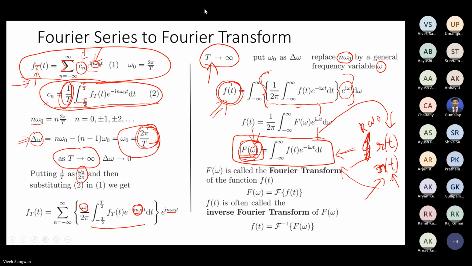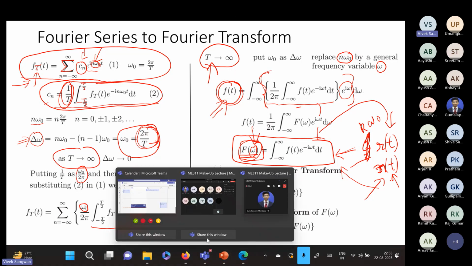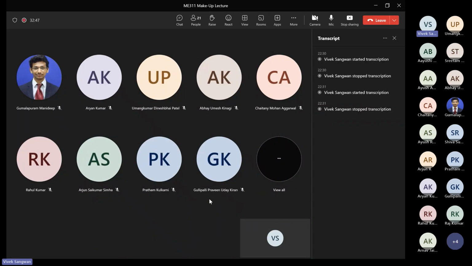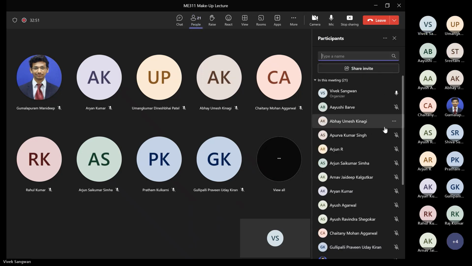When I am in full screen, I am not able to see if any of you is raising your hand. So if you have questions, you can just unmute yourself and ask. Are there any questions so far regarding this derivation?